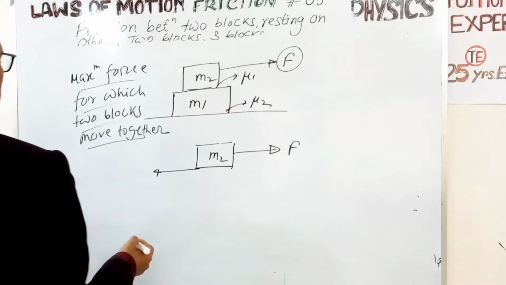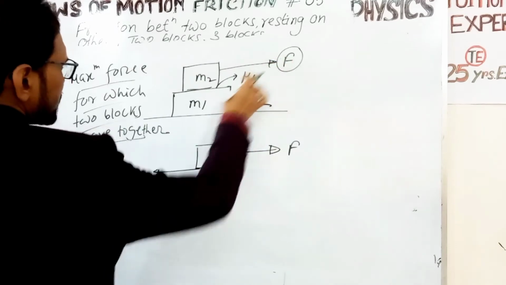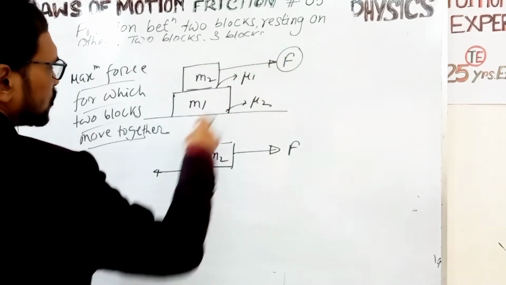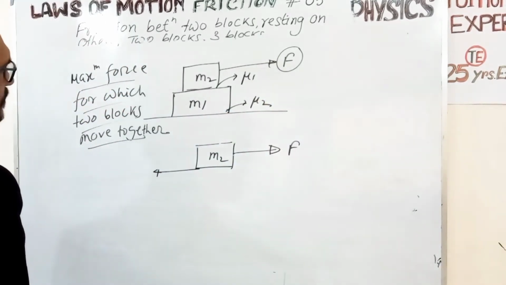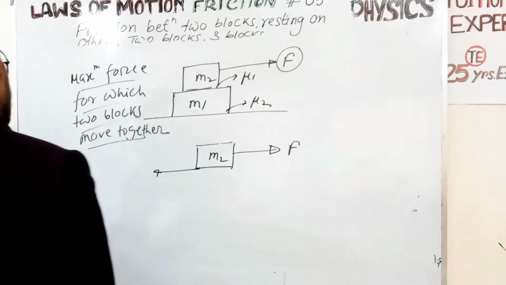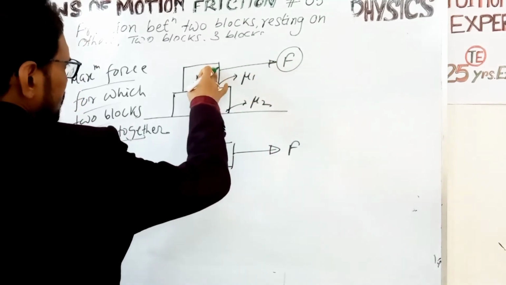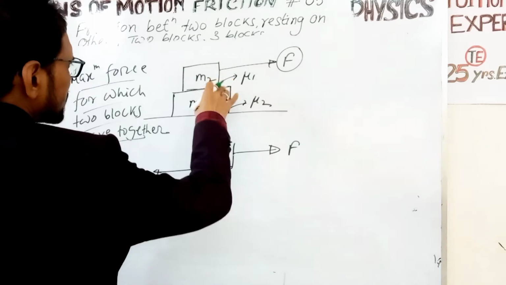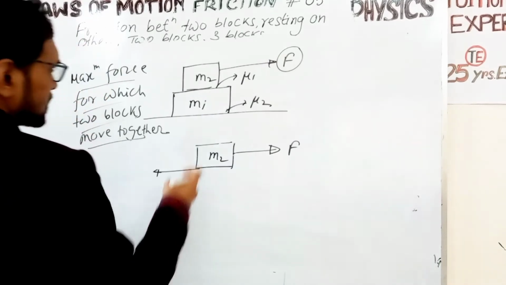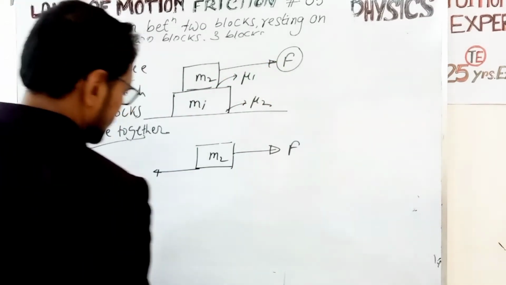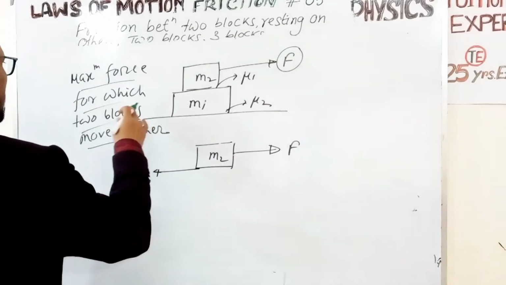Two blocks move together. First, the maximum force for which the two blocks move together, force F is applied here on M2. Next I will show if force is applied on M1, then what is the friction force. If the two blocks move together, it does not depend on which block the force acts on. The two blocks will move together, that is the force. So find the maximum force.